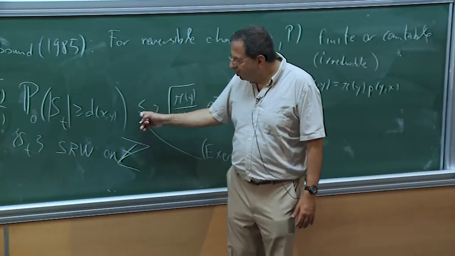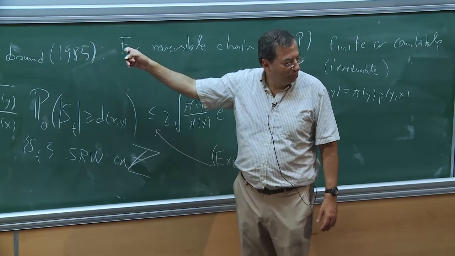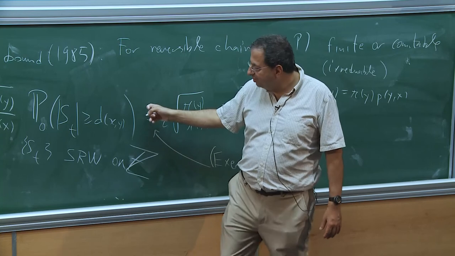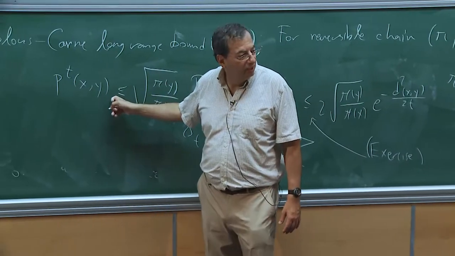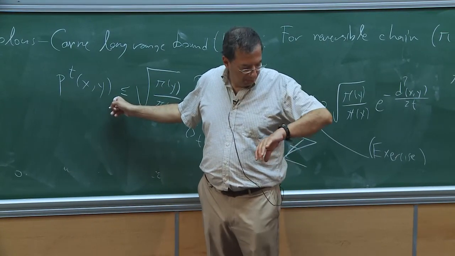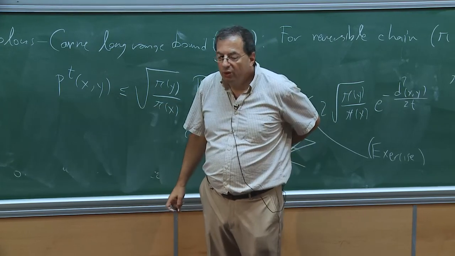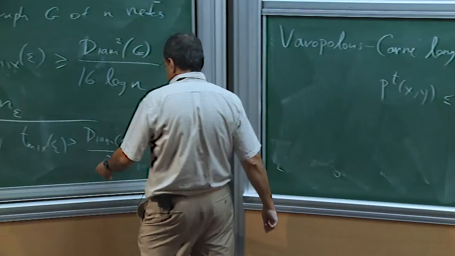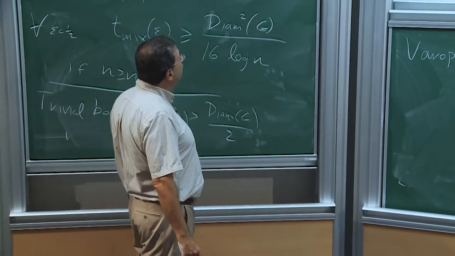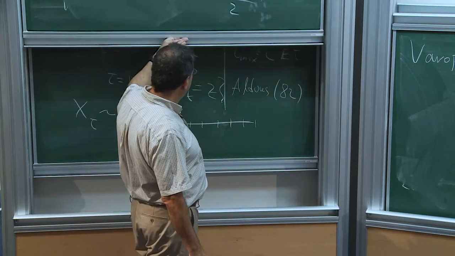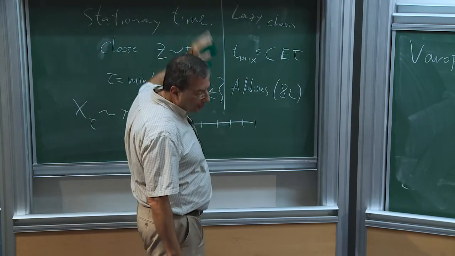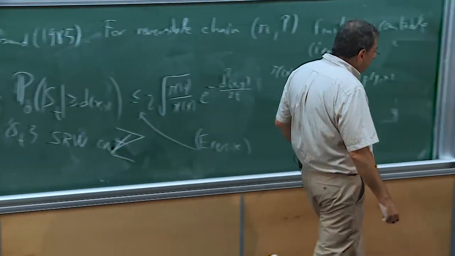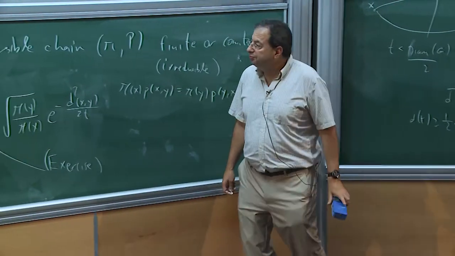So of course this is not new to these '85 papers. This is 80 years earlier or so. But this is the inequality proved in these papers. So we'll see a proof of this. But let me first tell you how it implies the mixing time bound I wrote down.